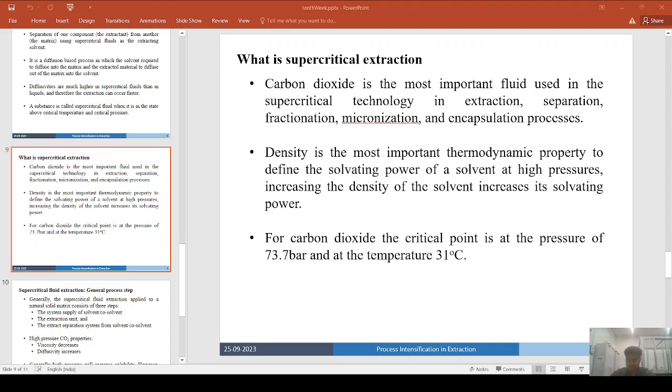Thermodynamic phase equilibrium determines the limit for the mass transfer among different phases. The triple point of carbon dioxide is at a pressure of 5.18 bar and a temperature of minus 56.57 degrees Celsius, and the critical point is at a pressure of 73.7 bar and a temperature of 31 degrees Celsius or 304.15 kelvins. When a substance is in a state above the critical temperature and critical pressure, it is called a supercritical fluid.